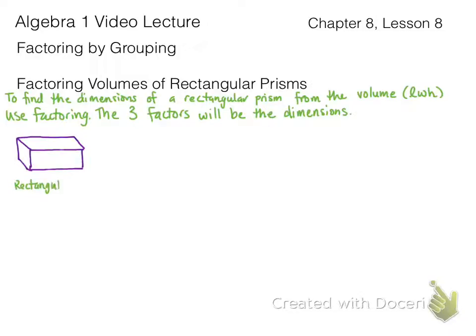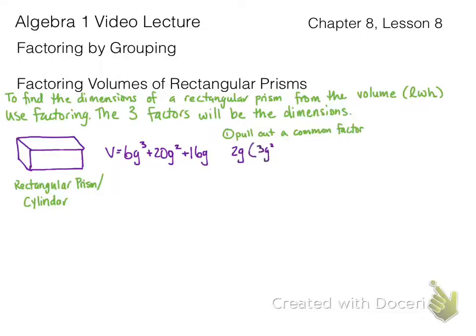Here is a rectangular prism, also known as a rectangular cylinder. And we're going to know that the volume of this, the inside area, what you can fill it up with, is 6g to the third plus 20g to the second plus 16g. All right, so now we're going to try to figure out what the possible length, width, and height is of this rectangular prism. So the first thing we're going to do is pull out a common factor from the entire thing. That would be 2g.